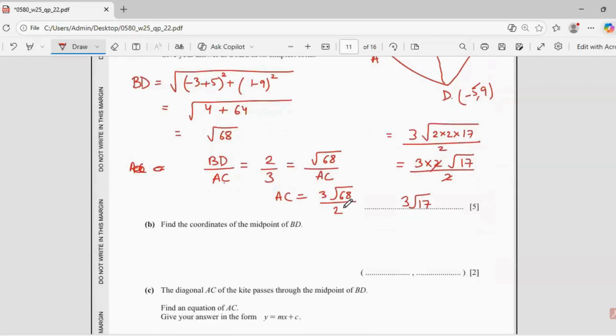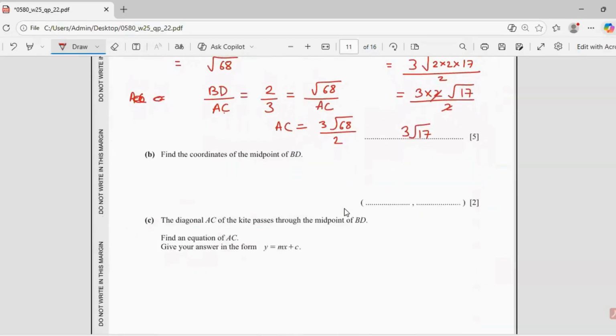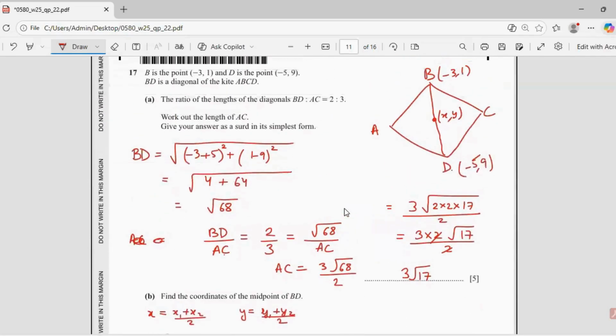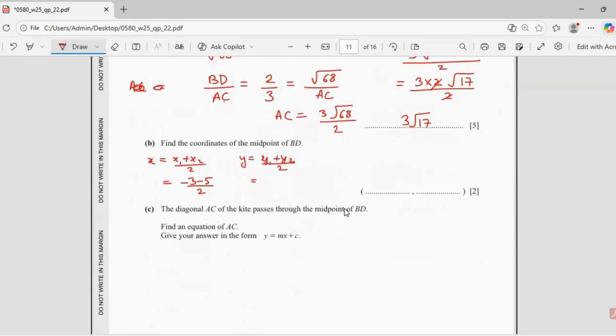Now, find the coordinates of the midpoint of BD. To find the midpoint of BD here, let's assume this is x comma y. Now, to use the midpoint formula, x equals x1 plus x2 divided by 2 and y is equal to y1 plus y2 divided by 2. x1 and x2 they have already given, minus 3 and minus 5. Minus 3 minus 5 divided by 2, and y is 1 plus 9 divided by 2. This is minus 8 divided by 2 is minus 4, and this is 10 divided by 2 is 5. So the midpoint coordinates we have is minus 4 comma 5.